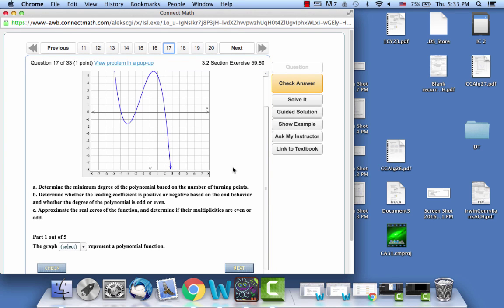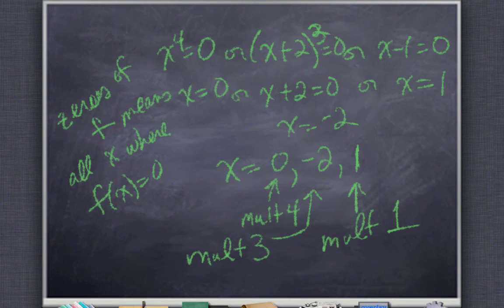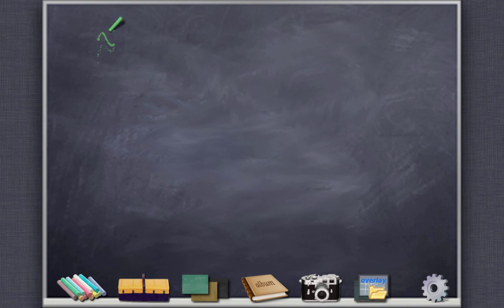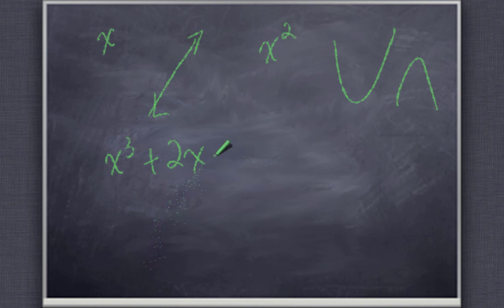Okay, so this one we want to determine the minimum degree. So what happens is that if you have, say, 1 degree, so like x, you just go straight. If you have degree 2, you turn around once. Maybe that way, but you turn 1 time. If it's x cubed, just x cubed, it doesn't turn around at all, but if you add some stuff, then it does twice.